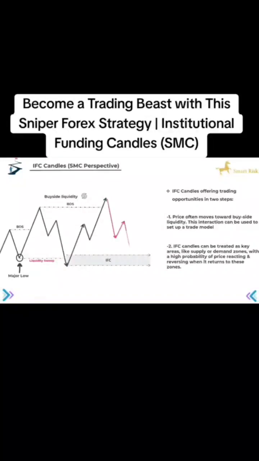IFC candles can be treated as key areas, like supply or demand zones, with a high probability of price reacting and reversing when it returns to these zones.